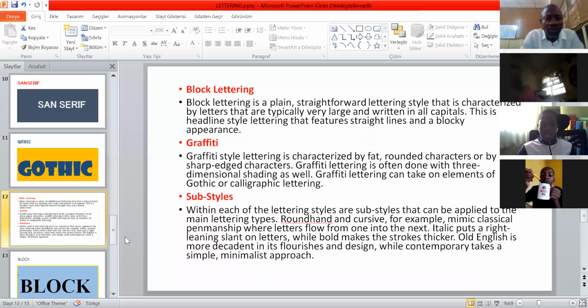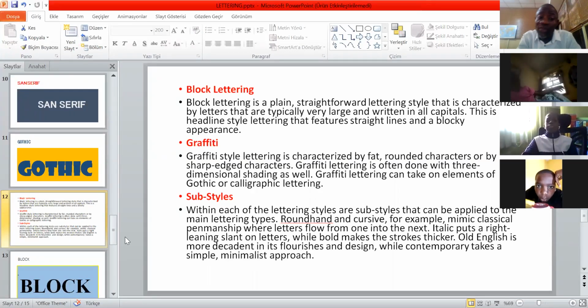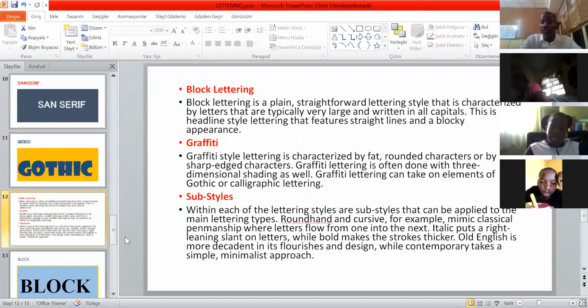See, block lettering is a plain, straightforward letter style where the characters are typically very large and written in capital letters. You see that? That was what you saw in the Gothic earlier, and that was why I made a very big one and I made a very small one. So you have block letters.